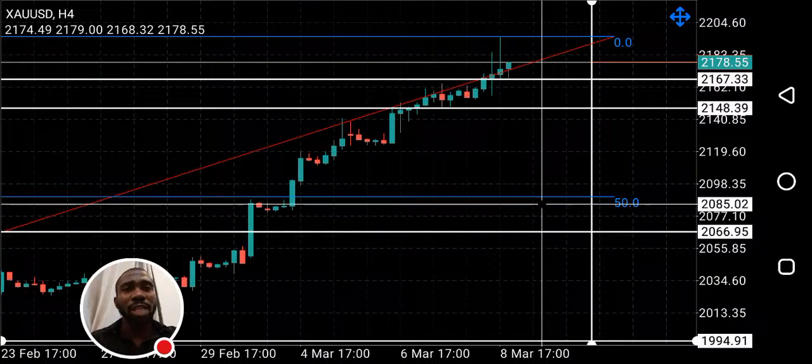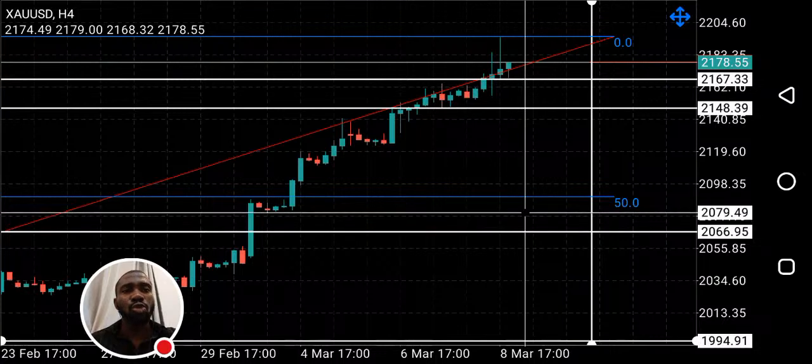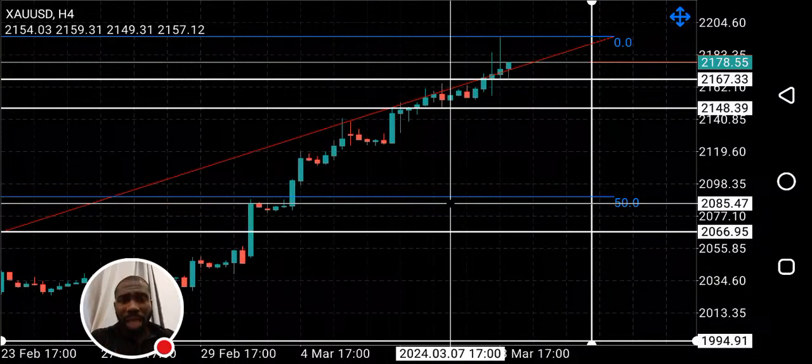Okay, so that's my take on gold. I'm looking for a sell opportunity. I want to see price drop to at least equilibrium. I could consider buying at equilibrium, that is level 50. If price drops to equilibrium and a bullish reversal pattern forms at that level, I could risk buying. But the best area to consider buying is discount, which is below level 50. The pattern that forms at level 50 would also determine if one could go in and buy.